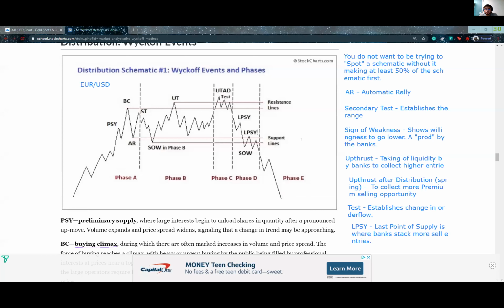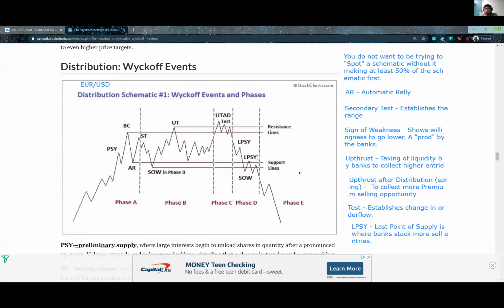All right, awesome. Okay, so now that we have these, this was just distribution. Now, what do I mean by just distribution? Distribution is only one part. We're going to share basically the same first couple of events: the PSY, buying climax, automatic rally, secondary test, it's just going to be flipped. So how can you tell officially if it's an LPSY? What does it look like?